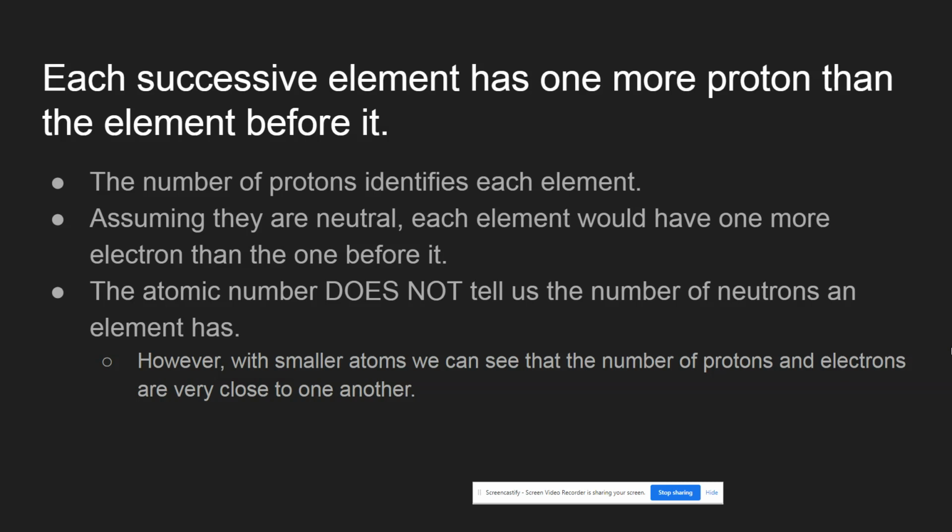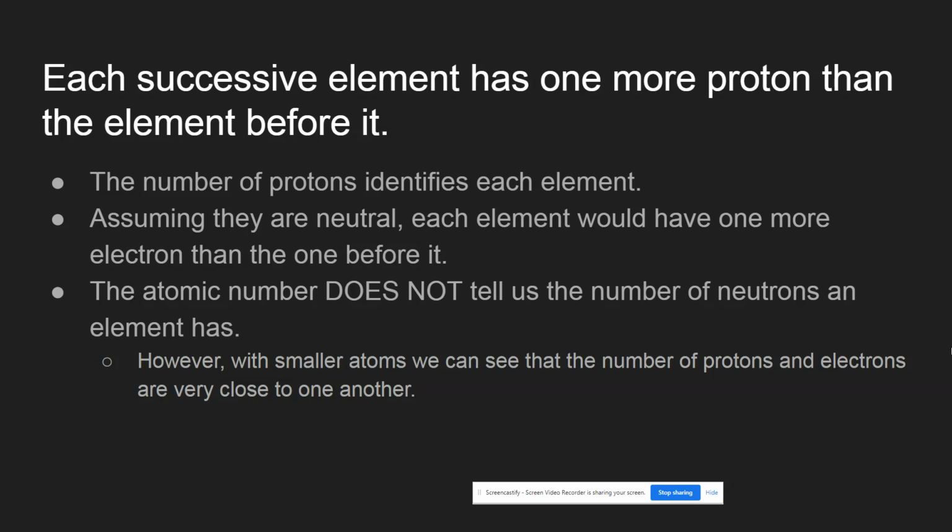Okay, the atomic number is very, very important. The number of protons is very important because the number of protons identifies what element we actually have. Okay, no 2 elements on the periodic table will have the same number of protons.